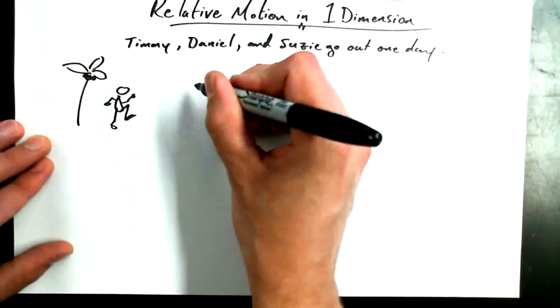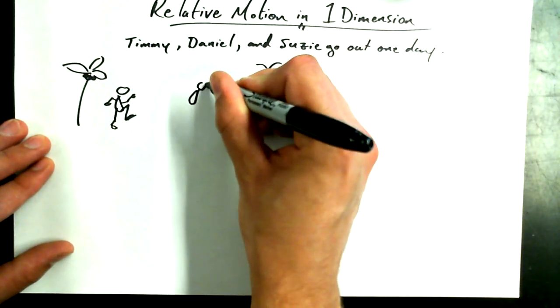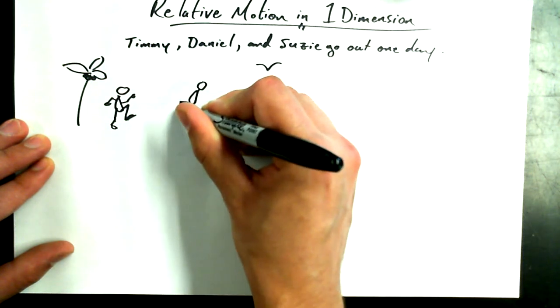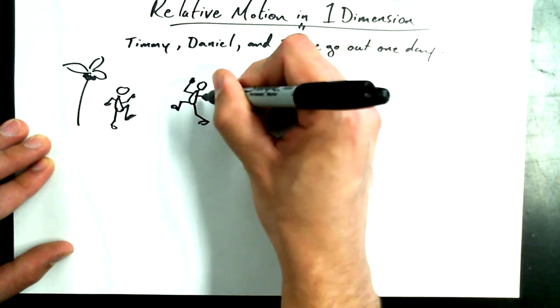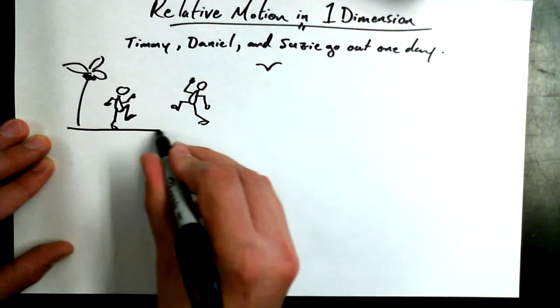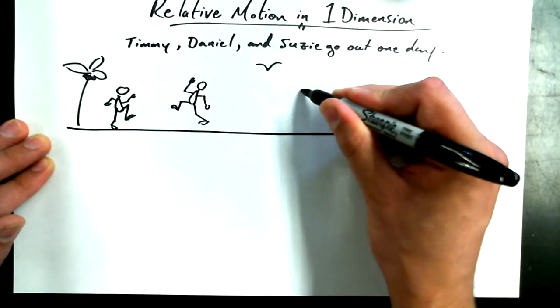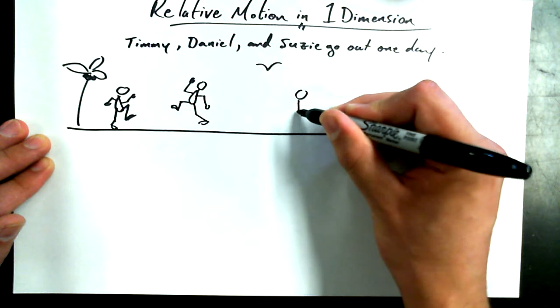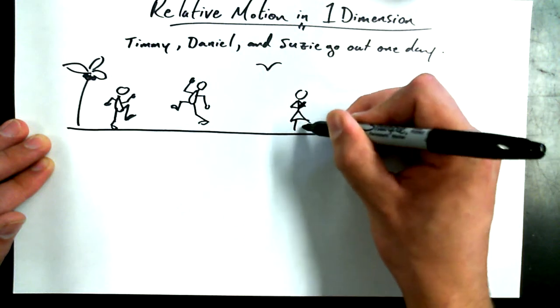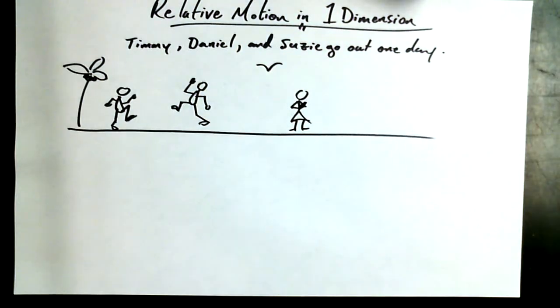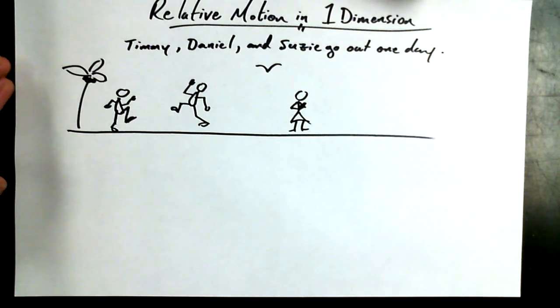However, Daniel is afraid of birds. So Daniel runs away from the bird. And Susie just sits and texts with her friends. Because Susie's boring. And that's what boring people do. Everybody else plays with birds. All right, so let's put in some values here.